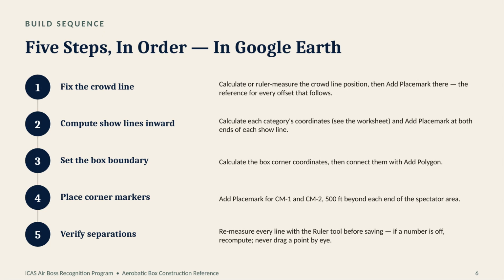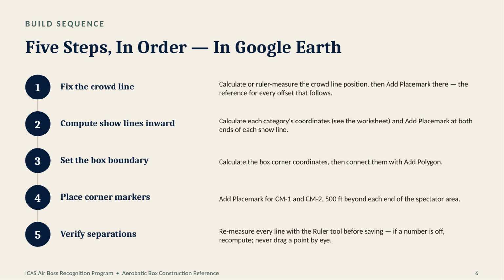With the frame measured, the minimums known, and the box sized, here is the build sequence in order, 5 steps, all performed inside Google Earth. Step 1. Fix the crowd line. Calculate or ruler measure the crowd line position, then use Add Classify to lock it in. Every offset that follows in the rest of the build measures from this point, so get it right first.